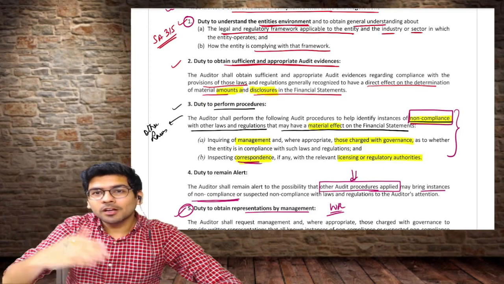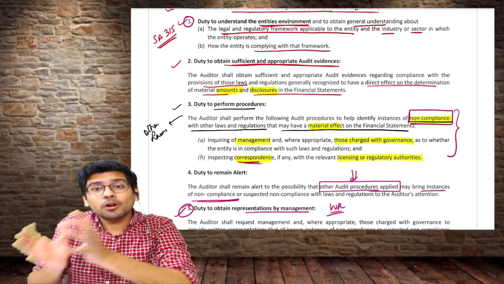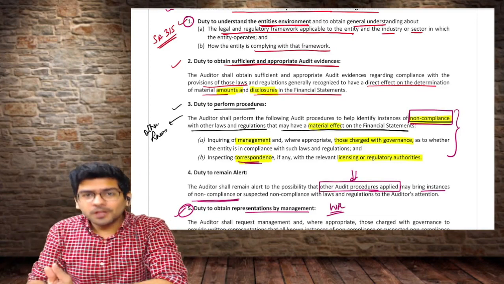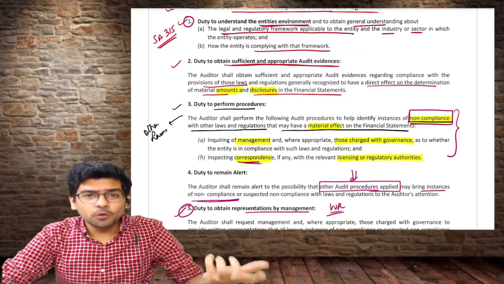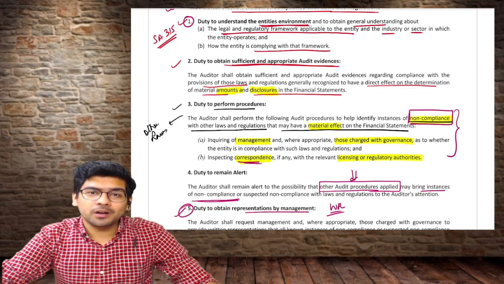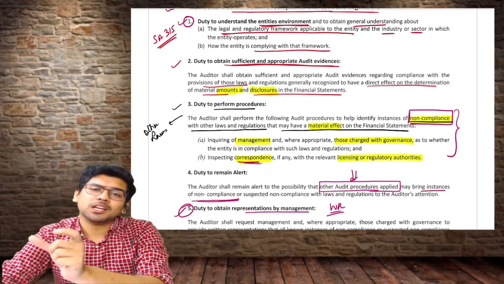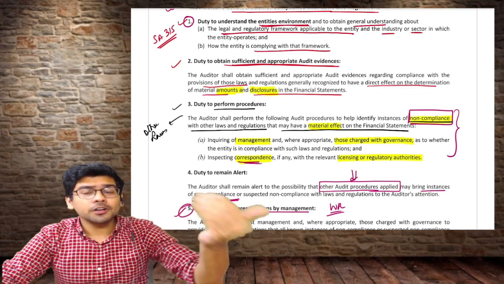Now, if you are on the verge of shutting down because of a violation of law, don't you think this point should be there in our financials and audit report? Yes, because going concern is no longer appropriate. Now the management should bring this aspect into the financial statements and the auditor should report it.